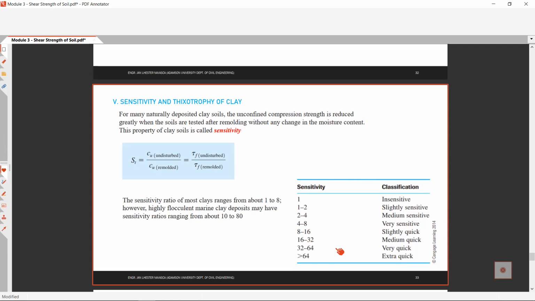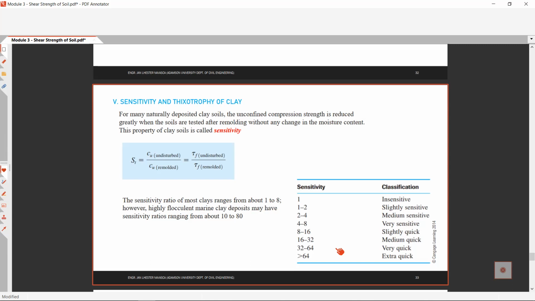So classification of sensitivity. Kapag ang sensitivity value is 1, that is insensitive. So ibig sabihin, your undisturbed shear strength or the cohesion of the undisturbed is always equal to the shear strength or the cohesion of remolded soil. Then for slightly sensitive, the value of sensitivity is 1 to 2. For medium sensitive, that is 2 to 4. Very sensitive, that is 4 to 8.